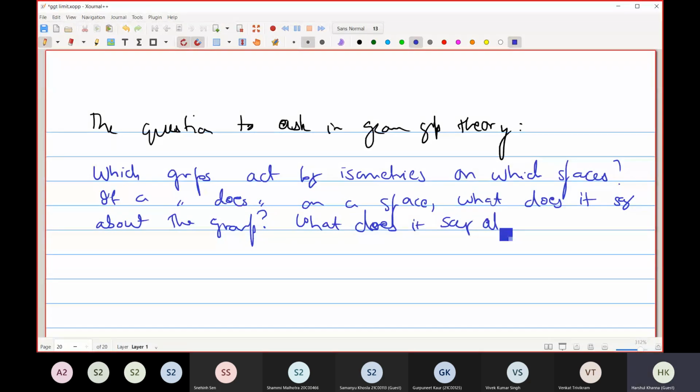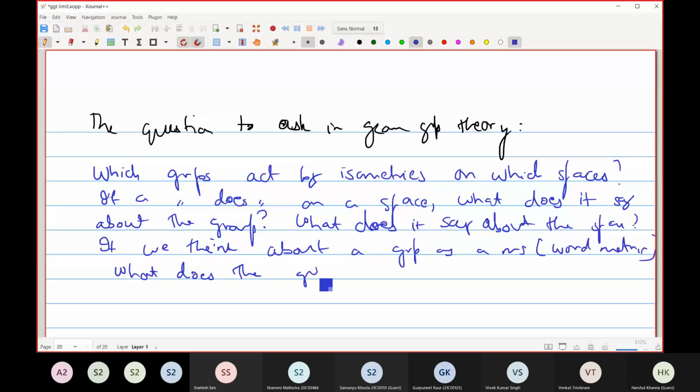Also one more thing, that if we think about a group as a metric space, that is, with the word metric, what does the group look like? So these are the main questions we ask in geometric group theory.